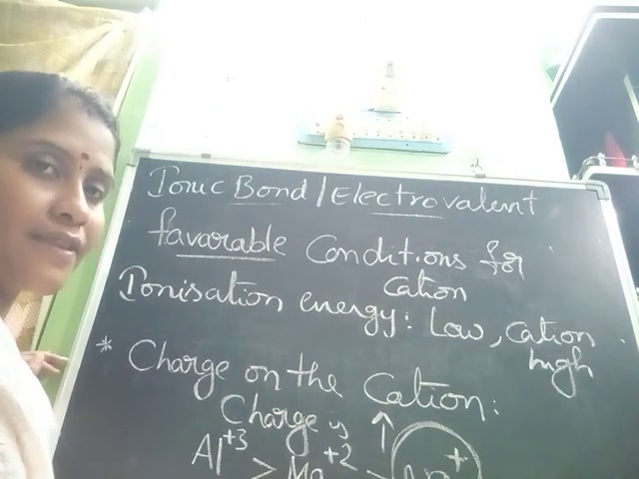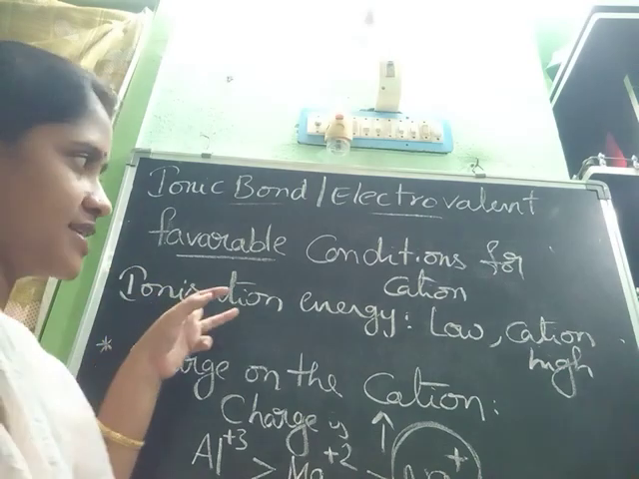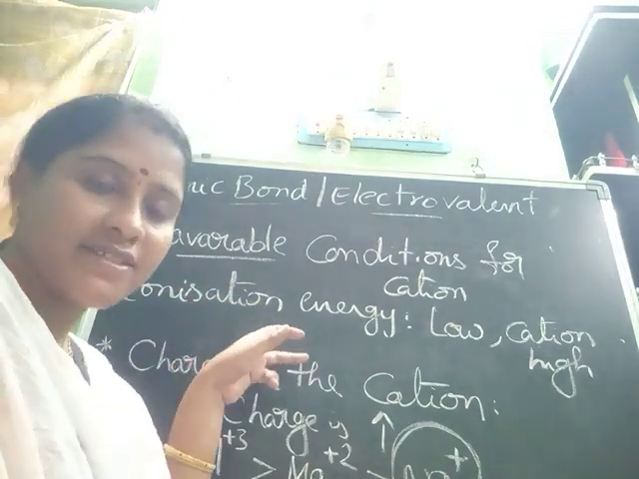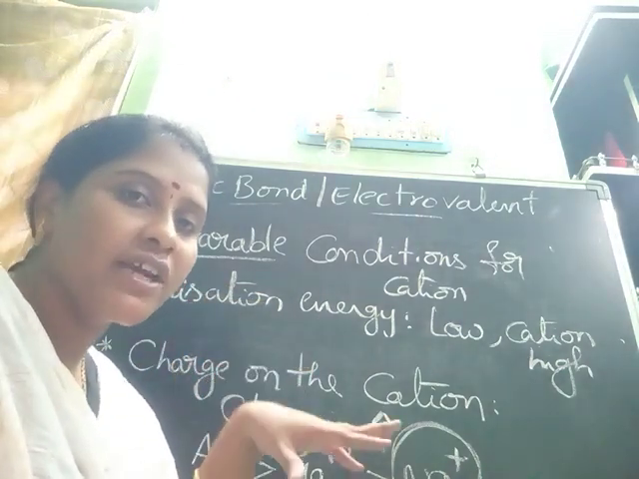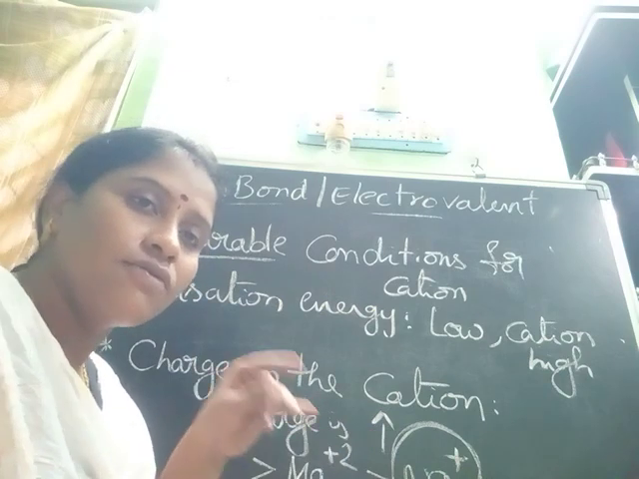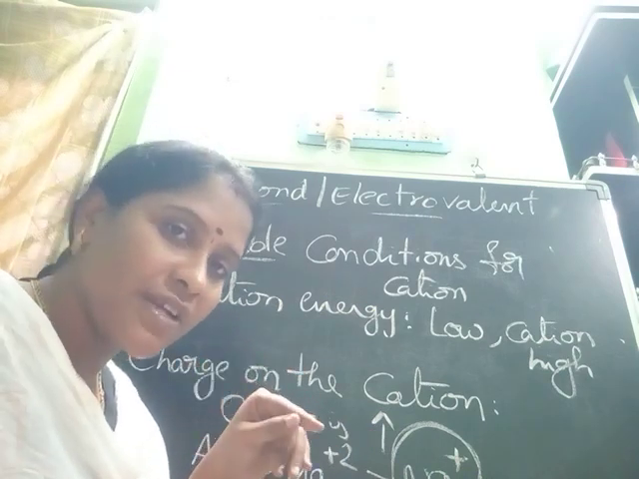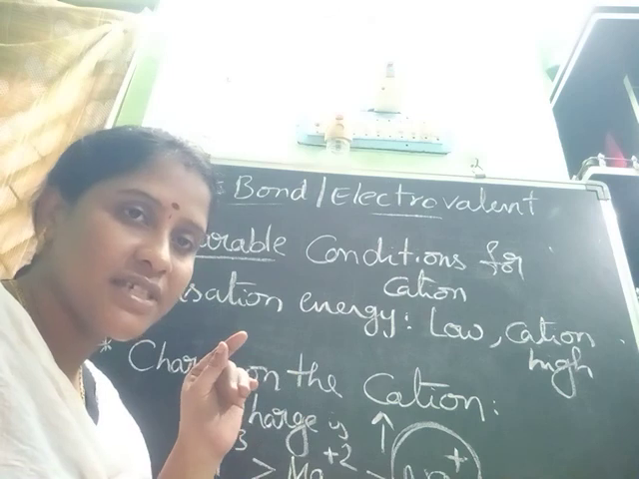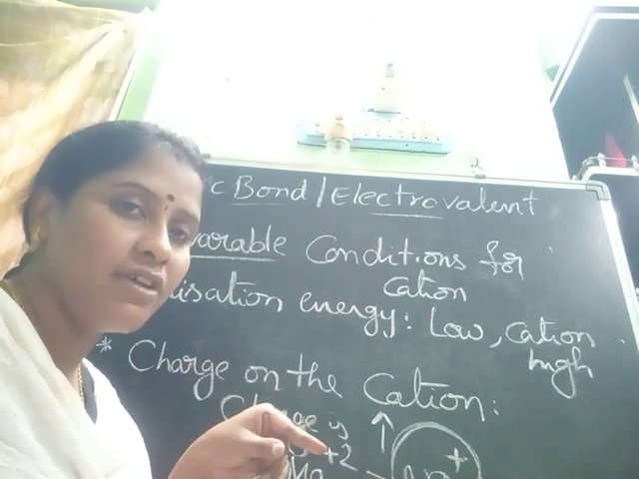That, students, is the favorable conditions for the cation, and in the next class we will discuss the favorable conditions for the anion. What are the physical properties of ionic compounds? We will discuss it later. Fajans' rule we will discuss.